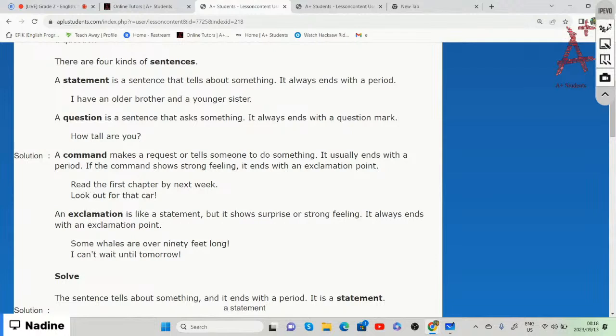So you can also show excitement, right? I can't wait until tomorrow! That is excitement, right? That is strong feelings. And that ends with an exclamation point.